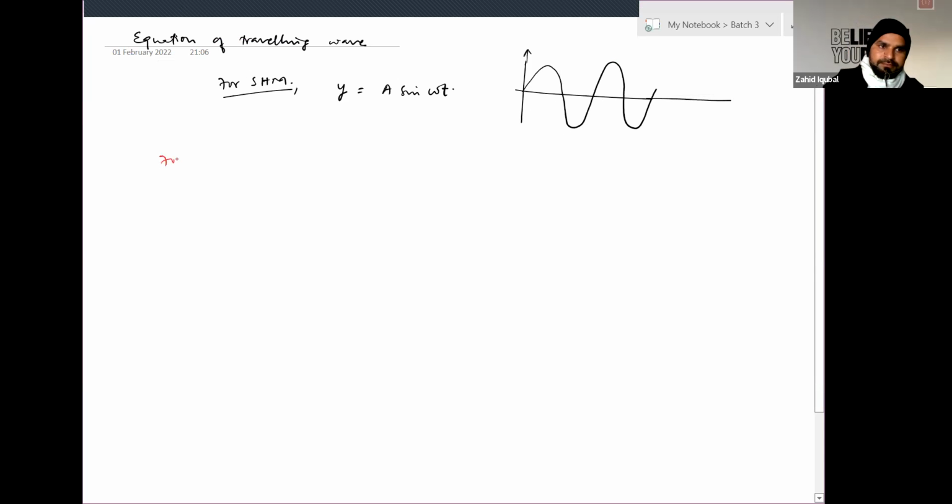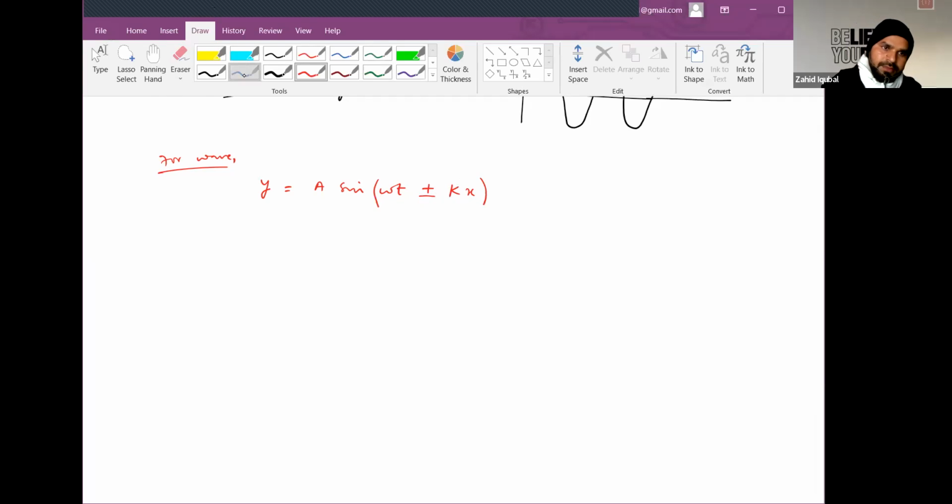the equation will be y equals a sine omega t plus or minus k times x. It means it will have two different components. One is time dependent to define its oscillation about its mean position, and the other is x dependent to define its propagation or traveling from one point to another along the x-axis. Let me define its meaning.